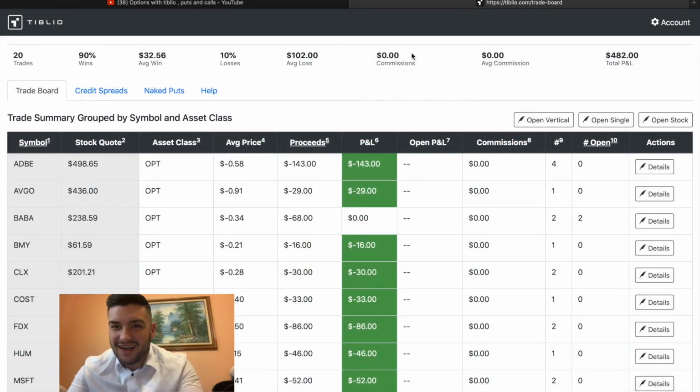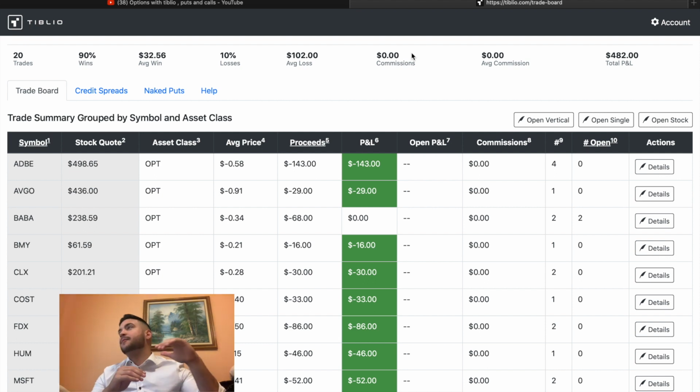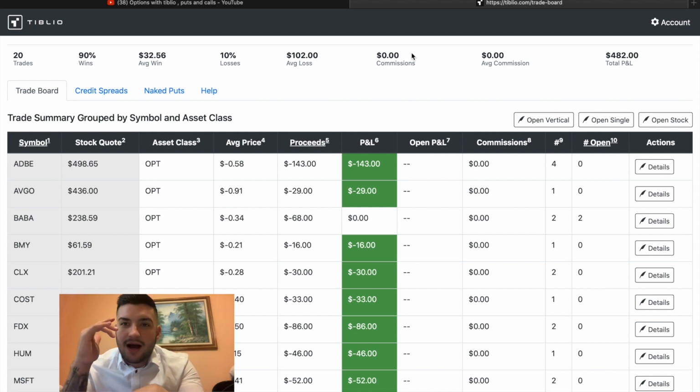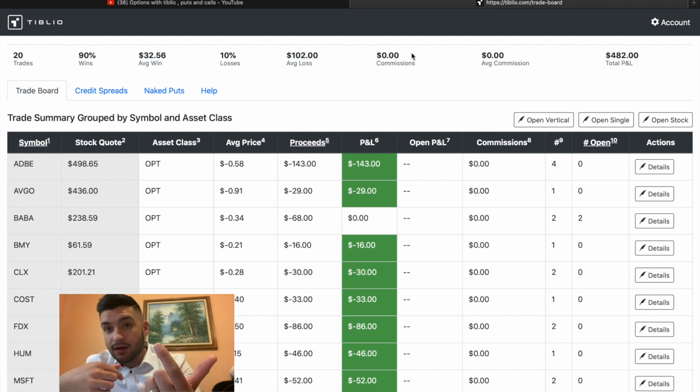Alright guys, if you can see my screen, we're right now inside of Tiblio. We're gonna be simulating opening a trade, closing it, and how you can check out credit spreads, at what time the email comes, how much money you have to pay, and then how to check naked puts.